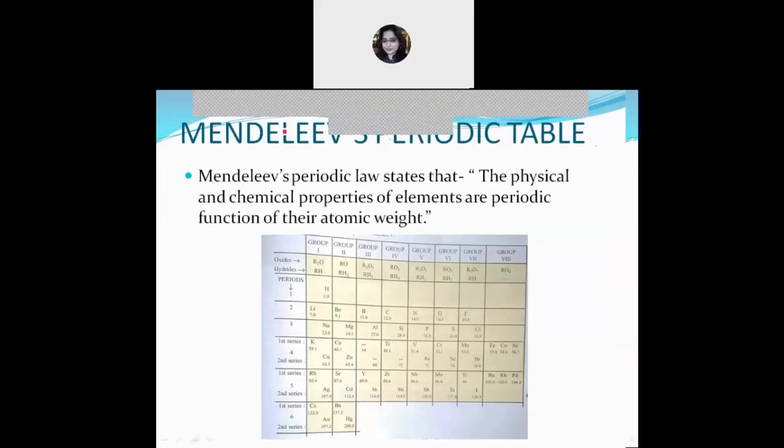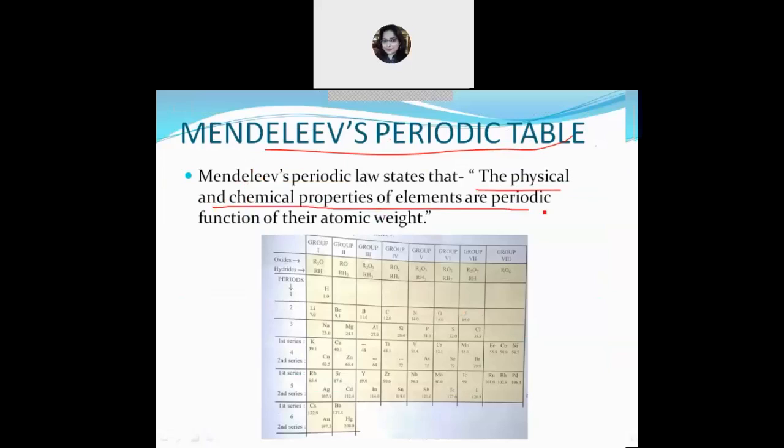So this is Mendeleev's periodic table. According to Mendeleev, it's his periodic law. It states that the physical and chemical properties of elements are the periodic function of their atomic weights. So Mendeleev arranged the elements on the basis of their atomic weights.